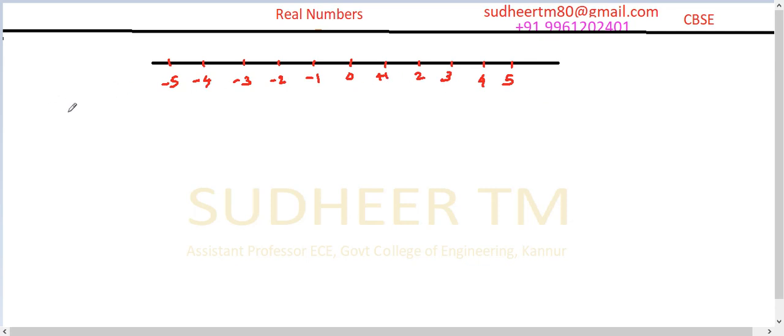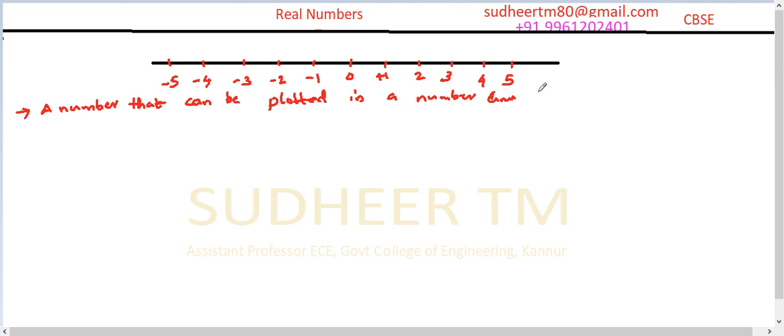Okay, now our discussion here is about a real number. Let me tell you one of the definitions for a real number, even though there are many definitions for real numbers. Any number that can be plotted in a straight line, that can be plotted in a number line, is a real number. This is the definition. A number that can be plotted in a number line is a real number.